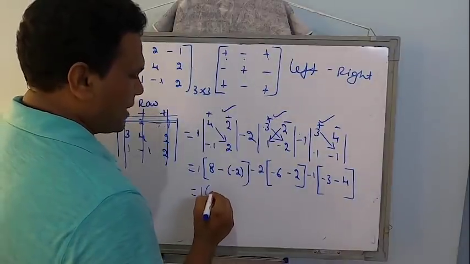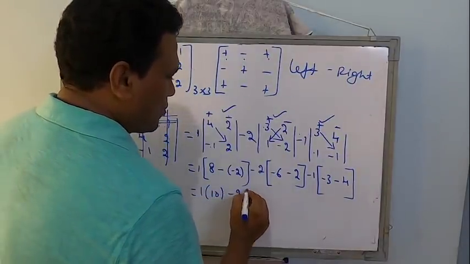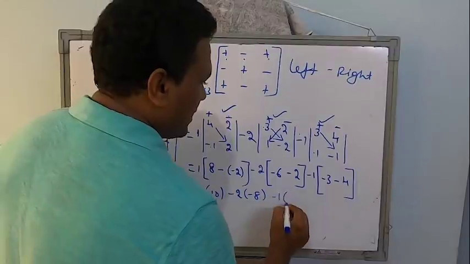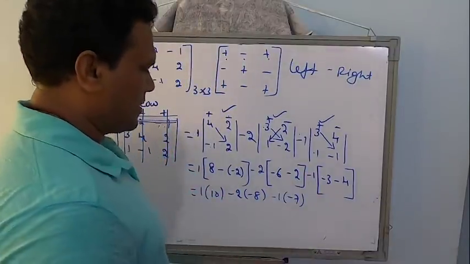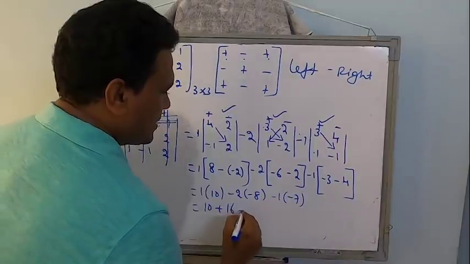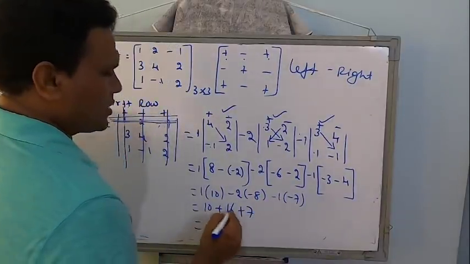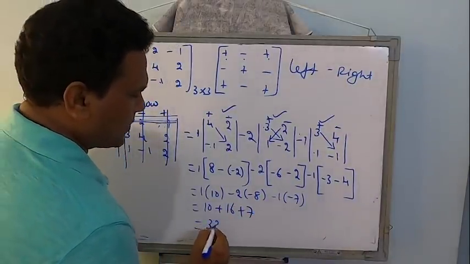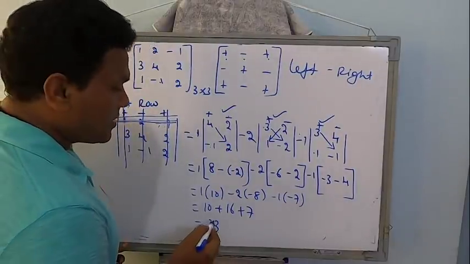So 1 multiplied by 10. Minus 2 multiplied by minus 8. Minus 1 multiplied by minus 7. Let's simplify this. So 10 plus 16 plus 7. So this is 26 plus 33. Got it?